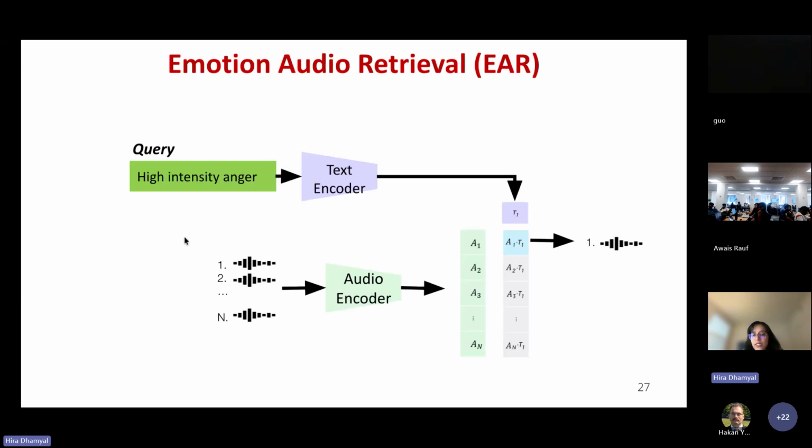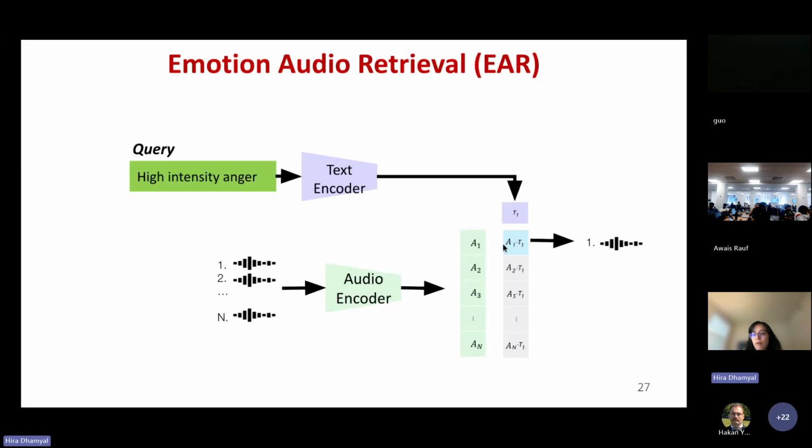You can imagine retrieval is that you have a query. You ask the model, okay, give me a high intensity anger audio, or give me an audio where the male is expressing high intensity anger, or something like that. You can imagine querying it in whatever way. Once you have the query, it passes through the text encoder, and you have the vector representation. And in the data set, let's say you have n audios and you have n vector representations here. The model will output either the top one output, or the top k output, by ranking it.